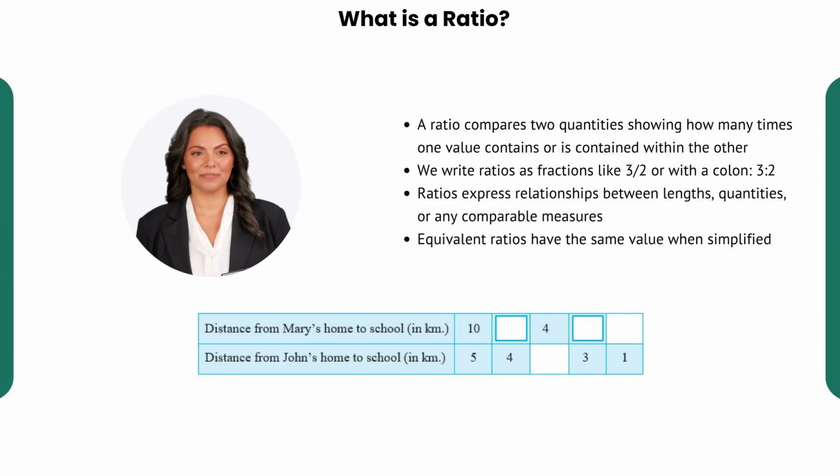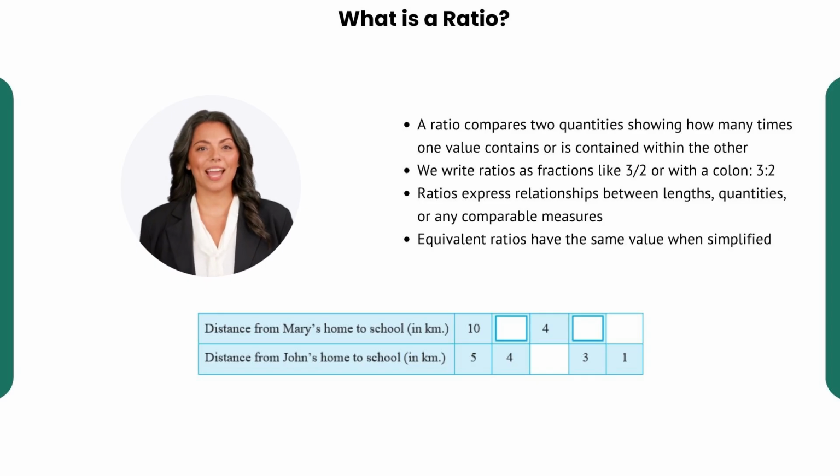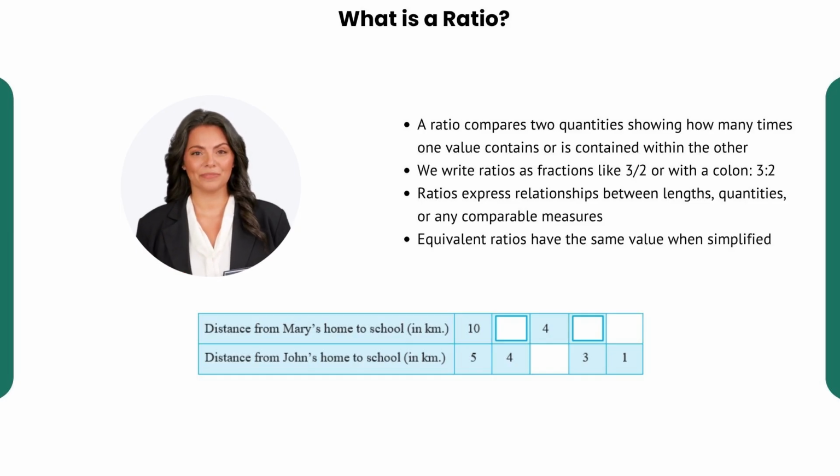Welcome, everyone. Today, we will explore ratios, a fundamental idea in mathematics that helps us compare quantities. Imagine you have a room measuring 30 meters in length and 20 meters in breadth. The ratio compares these two lengths, length to breadth. We calculate it by dividing 30 by 20, which simplifies to 3 divided by 2, or 3 is to 2.